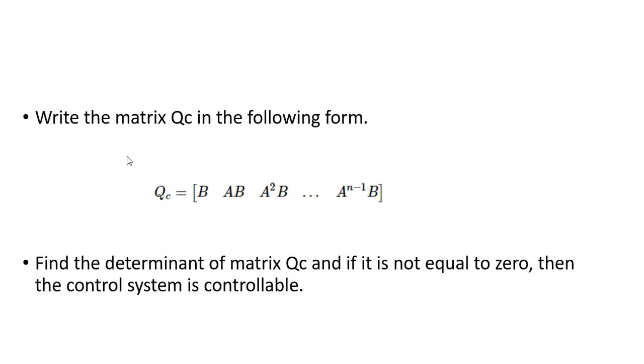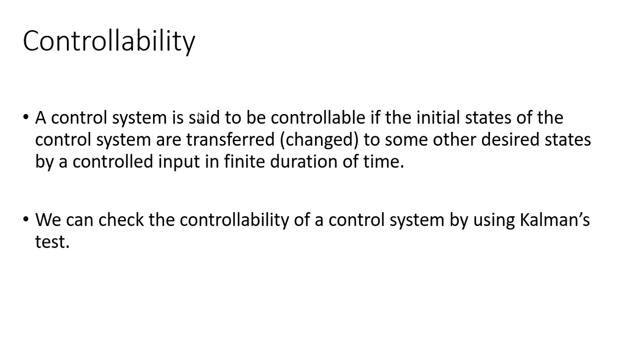Listen carefully. A control system is said to be controllable if the initial state of the control system can be transferred or changed to some other desired state by a controlled input in a finite duration of time. So such a system is called a controllable system, or controllability of the system. So let us understand the meaning of this.